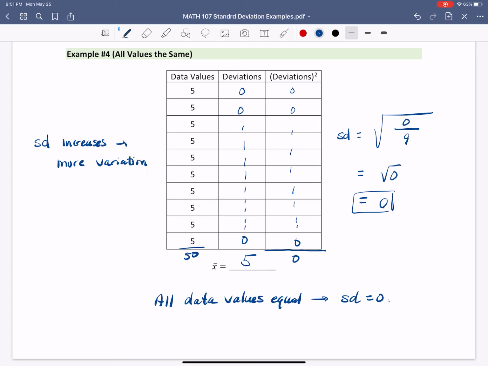So what does standard deviation mean? Well, we're going to look at a couple things where we can use standard deviation to solve some real world problems. So hopefully you come back for that.